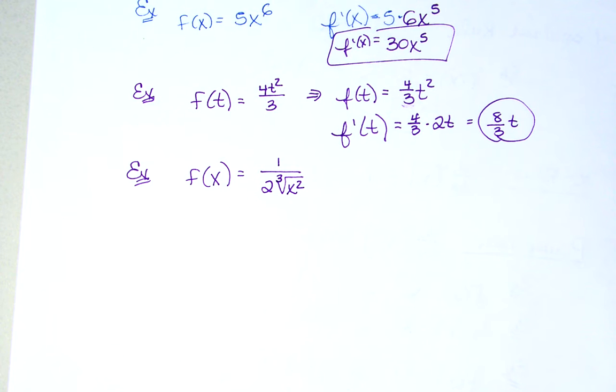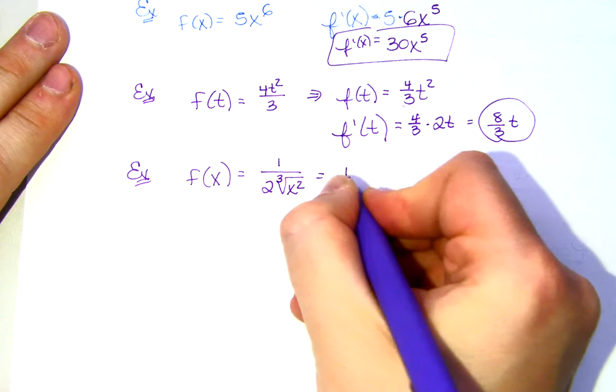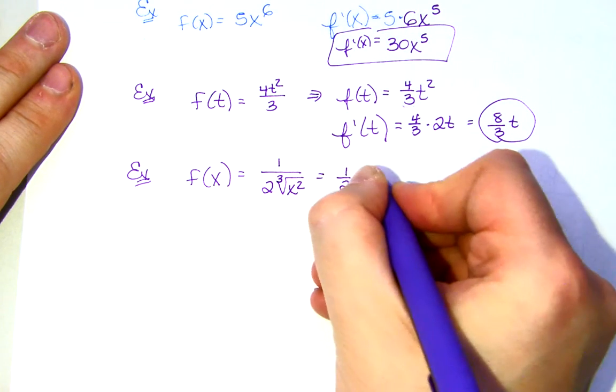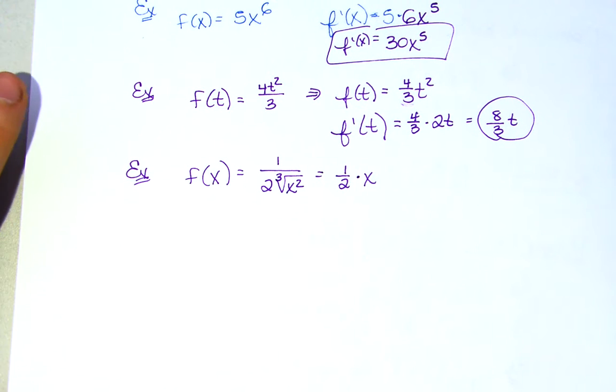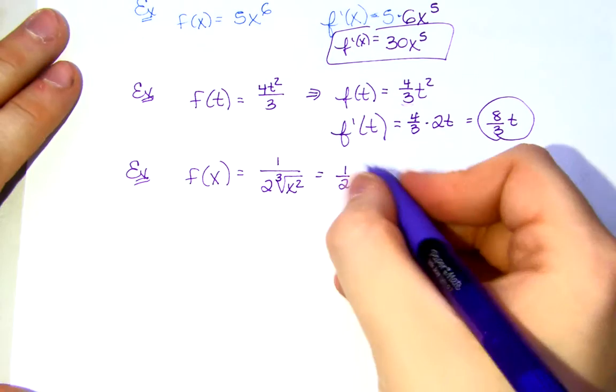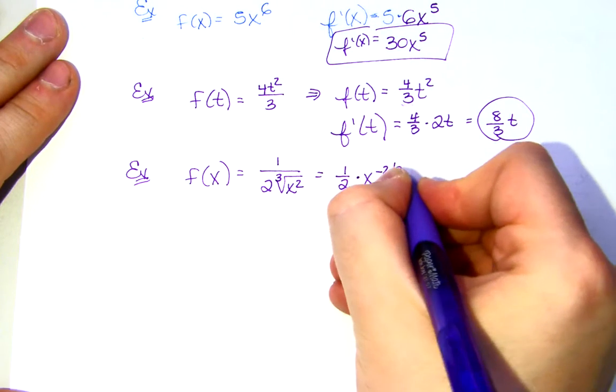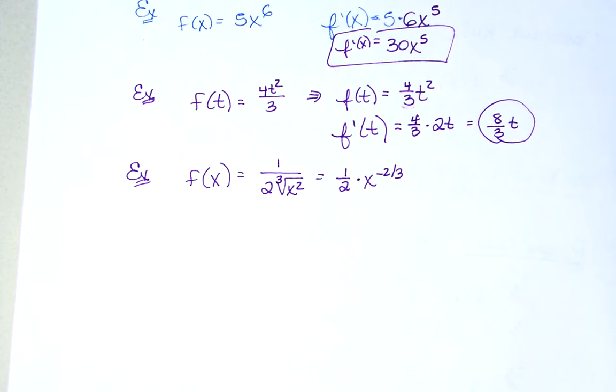What's your constant out front? 1/2. Then what? X to the, not 2/3. Why? Because it's 1 over whatever that is. Because it was in the denominator. I don't want to leave variables in my denominator. I want to kind of move them out. I'm going to write this as negative 2/3. I have not found my derivative. I just rewrote the problem. You go find the derivative of this.